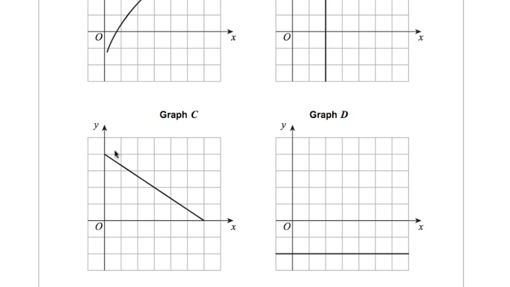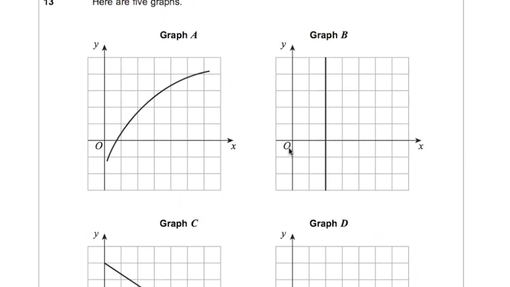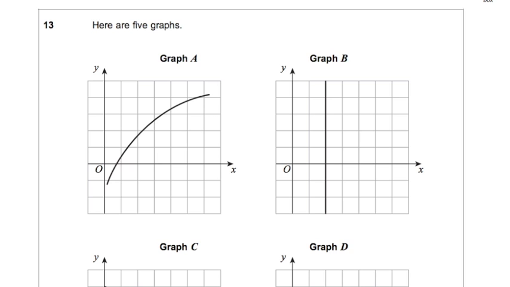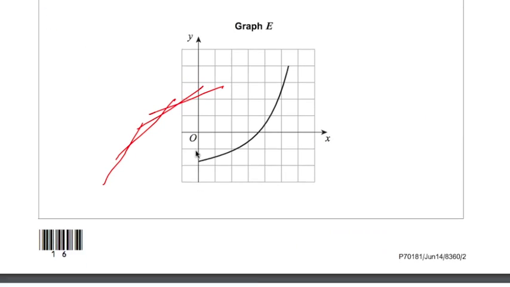On C, the gradient's never changing, nor is it on D. On B, it doesn't exist. So we could say it's A by process of elimination. But if we imagine on A moving from left to right, if you think what's going on with the gradient, you can see the gradient is slowly becoming shallower, so it's decreasing. So for that one, it will be A.